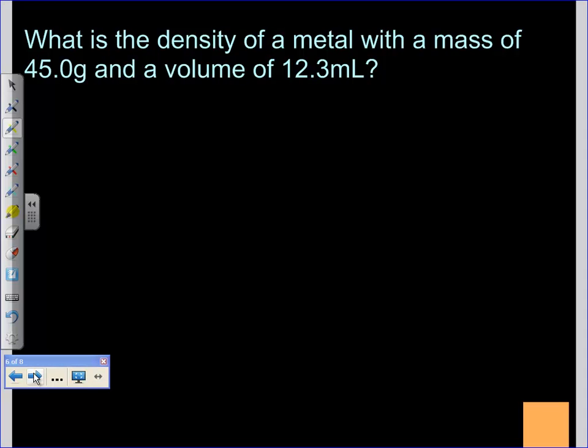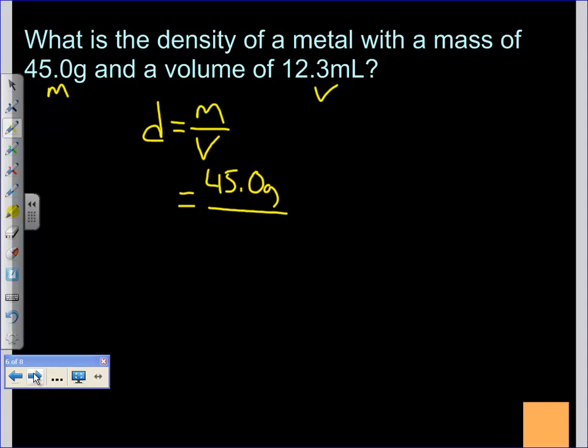What's the density of a metal with a mass of 45 grams and a volume of 12.3 milliliters? Okay, so the first thing we always want to do with one of these problems, if you have an equation, write the equation first. A lot of times in chemistry we won't have that, but if you do have one, write it down. Go back to your word problem then and mark down what each thing is. Grams are mass, milliliters are volume, so I'm going to mark those. And then we're just going to plug it in the equation.